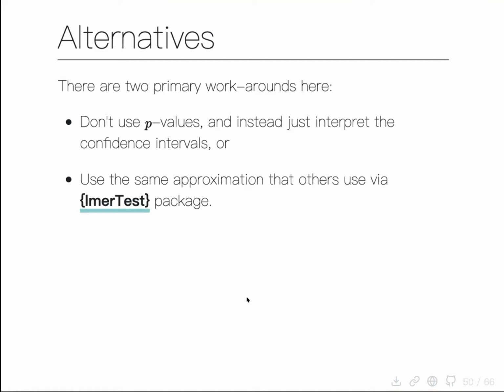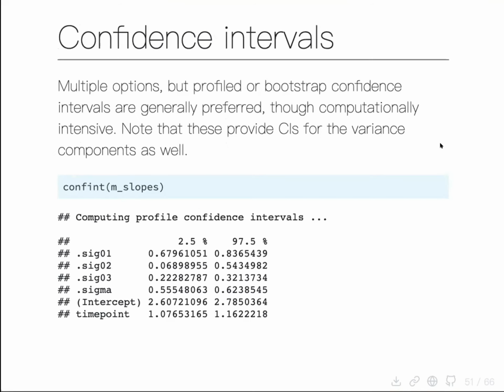Okay, so alternatives. There's basically two ways to approach this, right? One is to not use p-values and instead just interpret the confidence intervals. That is actually generally my approach when I'm using multi-level modeling for publications. If your reviewers don't like that, or you don't like that, you can get the same p-values that other software reports by using the lmerTest package. Okay. So confidence intervals, real quick. We'll talk about these, and then we'll talk about the lmerTest package for a minute.